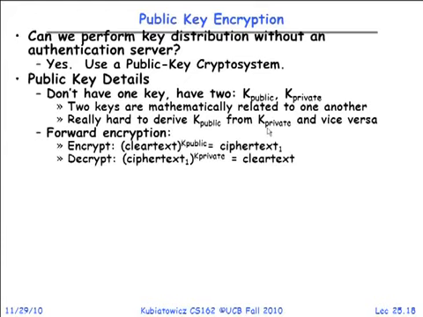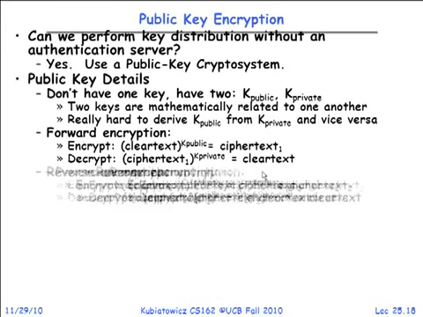Now, we can talk about forward encryption, where we take clear text and encrypt it with kpublic. That gives us ciphertext 1, which gets transmitted. Ciphertext 1 decrypted with kprivate gives us the clear text back. And we can go the other direction typically, which is clear text with kprivate, giving us ciphertext 2. Ciphertext 2 with kpublic gives us the clear text back, and the ciphertexts are different.